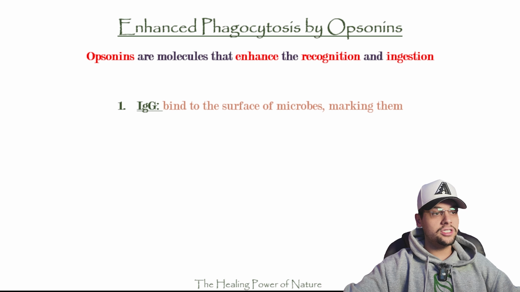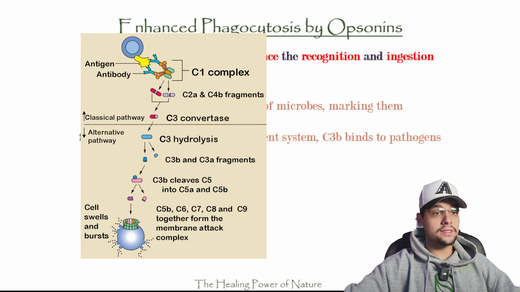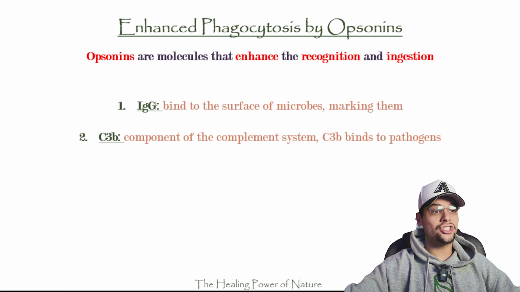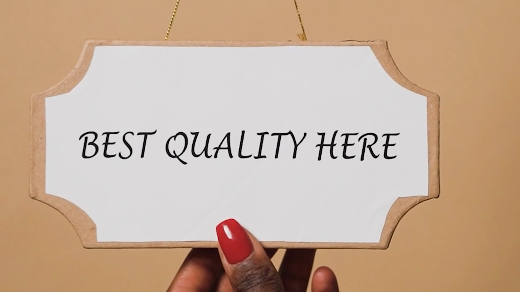The first is IgG, or immunoglobulin G, which can bind to the surface of microbes. This marks them for destruction by macrophages. Next is C3b, a component of the complement system. C3b, like B for bind, binds to the pathogens and acts as an opsonin, enhancing the macrophage's ability to identify and ingest the pathogen. So remember, opsonins are the tags for macrophage recognition. Think of IgG and C3b as tags that make it easier for macrophages to spot the intruder.